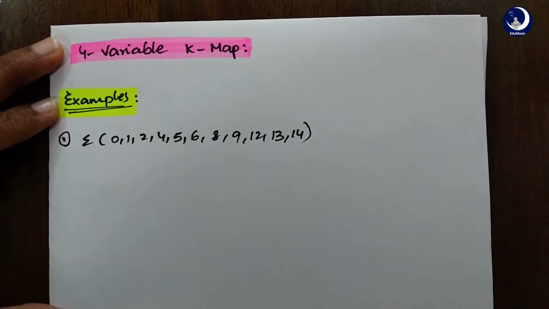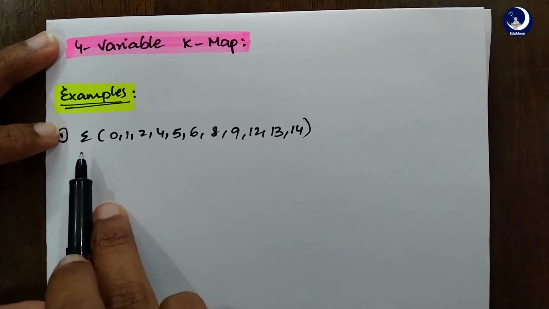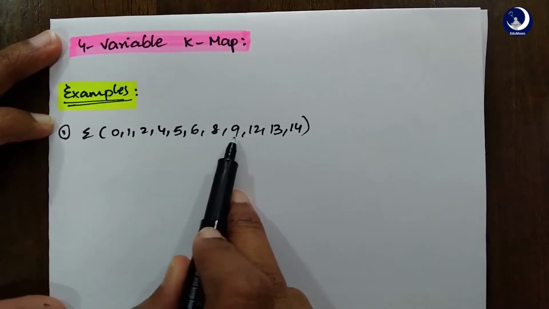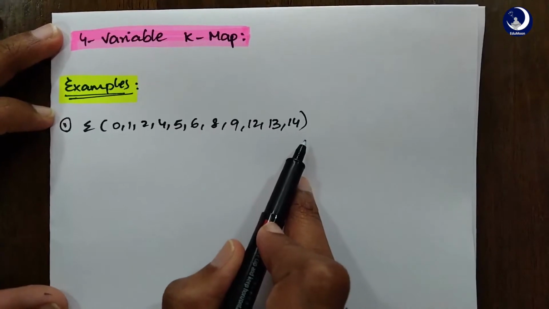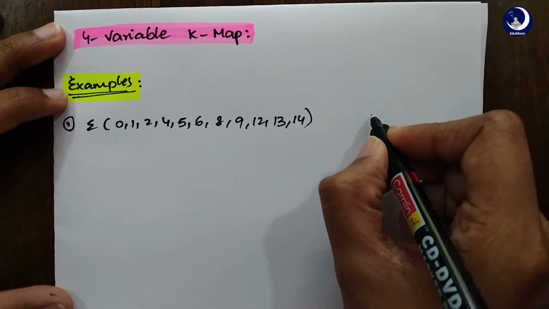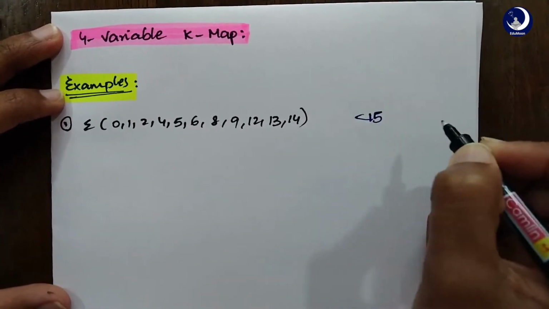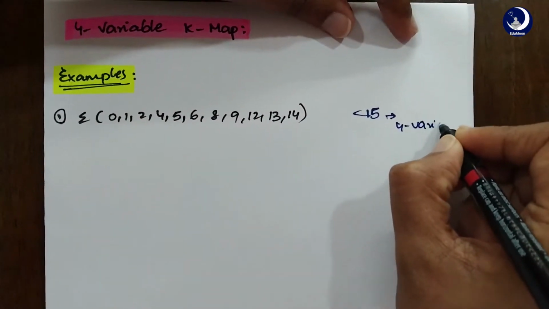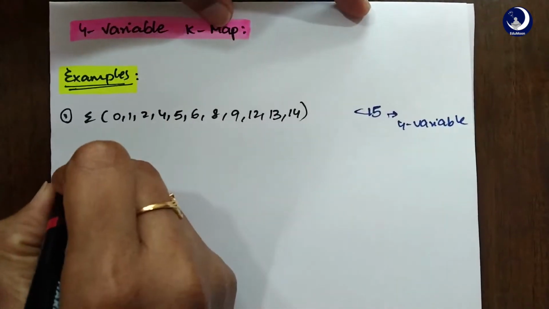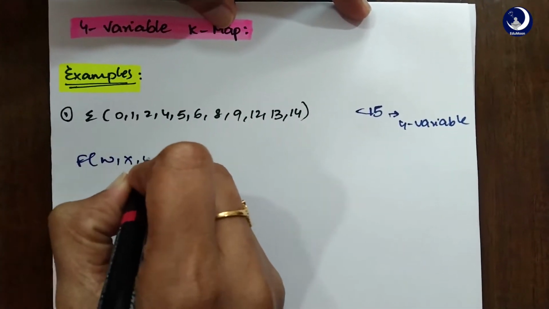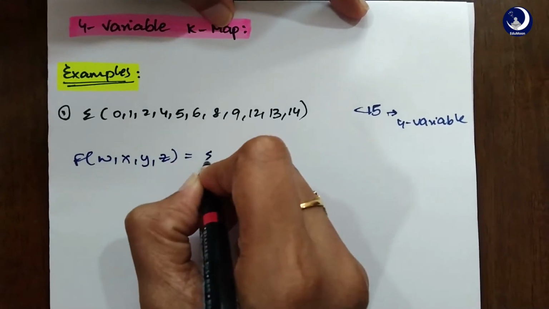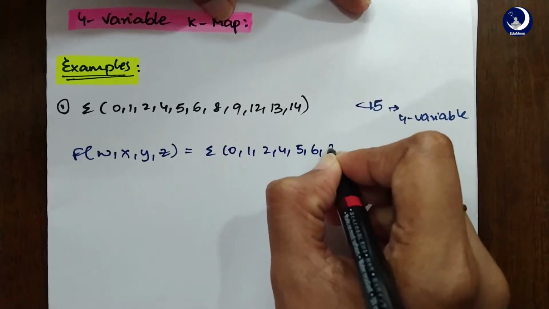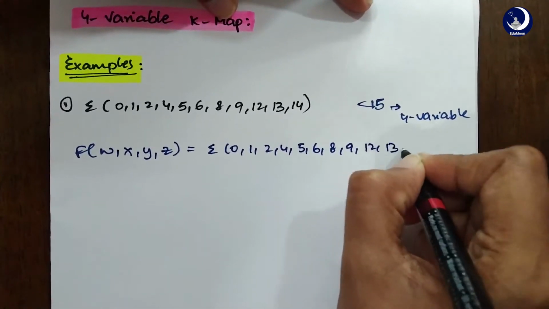So as a first example, consider this one. Now, we are not having any function. We are just given that sigma 0, 1, 2, 4, 5, 6, 8, 9, 12, 13 and 14. Now, how many variables should we consider? I have already mentioned that if the variables are less than 15, then it will be a 4 variable K-map. So, let our function be f(w, x, y, z) equals sigma of 0, 1, 2, 4, 5, 6, 8, 9, 12, 13 and 14.